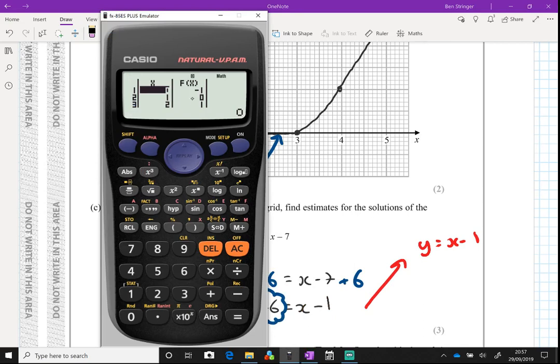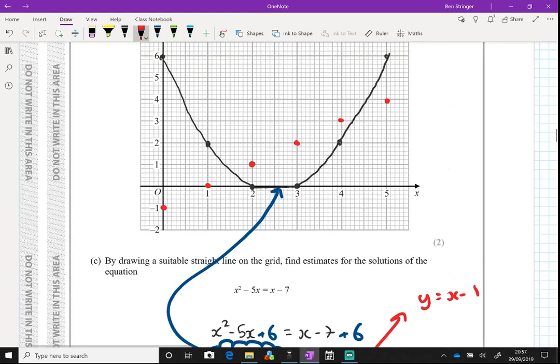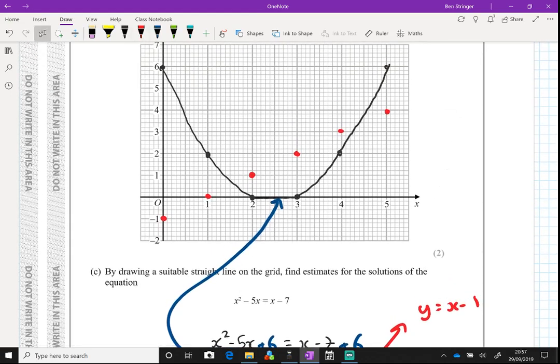When x is 1, y is 0. Along 2 up 1, along 2 up 1, you can carry on in this fashion. And let's double check.